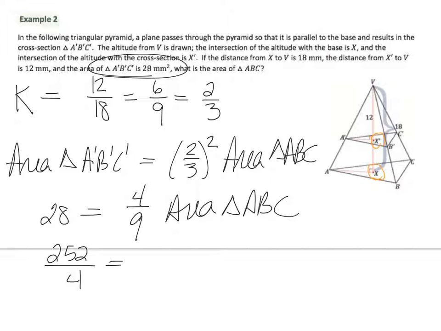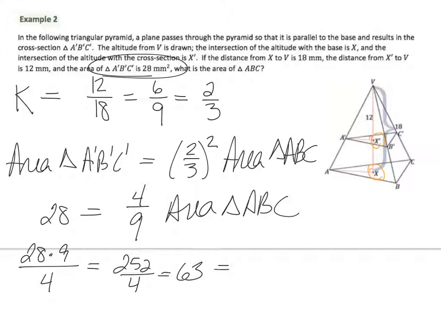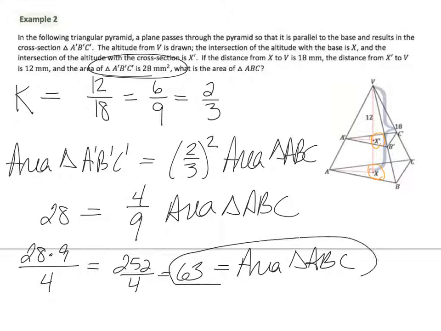Let's show you all the work. 28 times 9 over 4 is 252 over 4 is 63, equals area of triangle ABC. It should be bigger than the given area, because the given area was the cross-section. So that's pretty awesome.